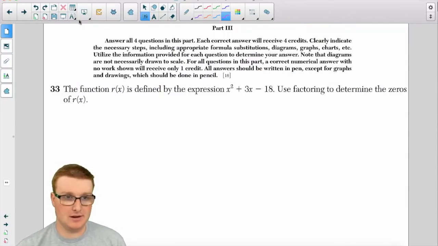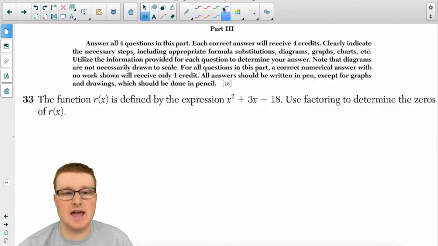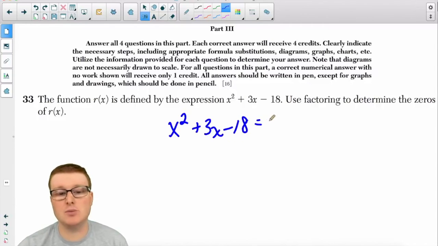Here we go. Number 33. The function r of x is defined by the expression x squared plus 3x minus 18. Use factoring to determine the zeros of r of x. Oh man, take these points and run with it. X squared plus 3x minus 18. These are an easy 2 points, people.